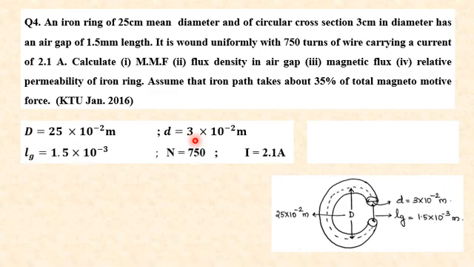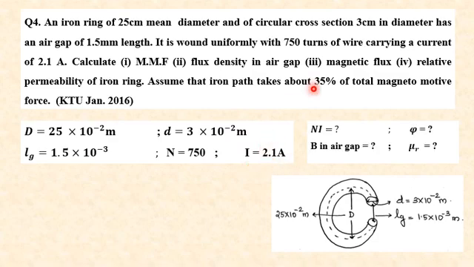Then the length of the air gap, that is Lg, equal to 1.5 into 10 raised to minus 3 meter. The number of turns in the coil, that is N equal to 750. Then the current through the coil, that is I equal to 2.1 ampere.